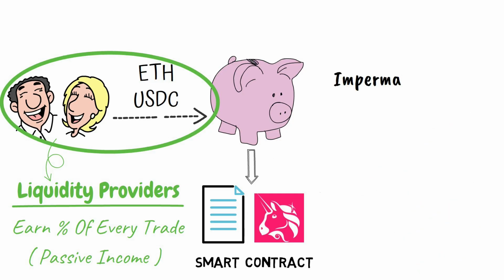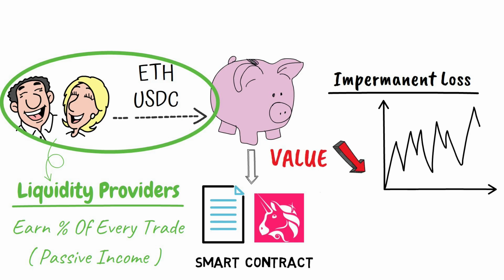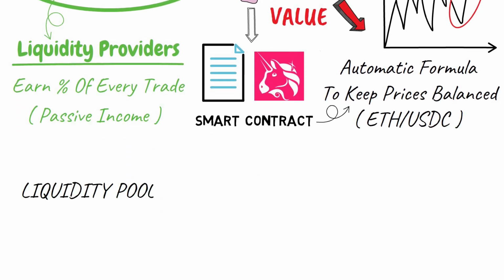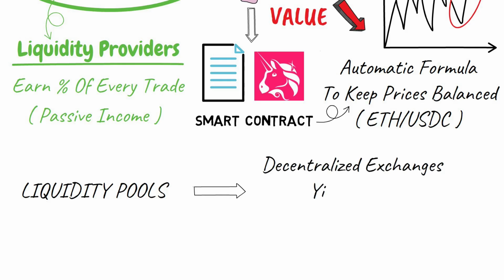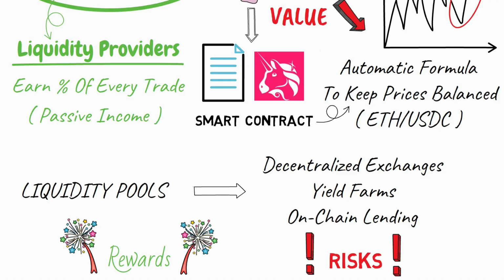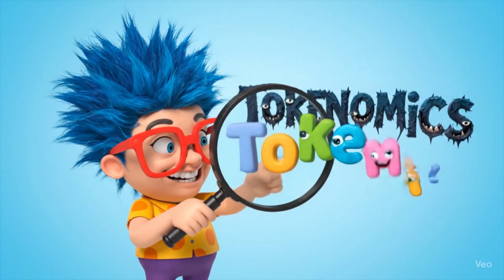One thing to watch out for is called impermanent loss. If the price of ETH or USDC moves a lot, you might end up with less value in your pot than if you just held your coins separately. The smart contract uses an automatic formula to keep prices balanced, but big swings can shave off some of your gains. Liquidity pools are the backbone of decentralized exchanges, yield farms, and even on-chain lending. Even as a beginner, knowing this setup helps you understand how DeFi works and where you can earn rewards or run into risks.